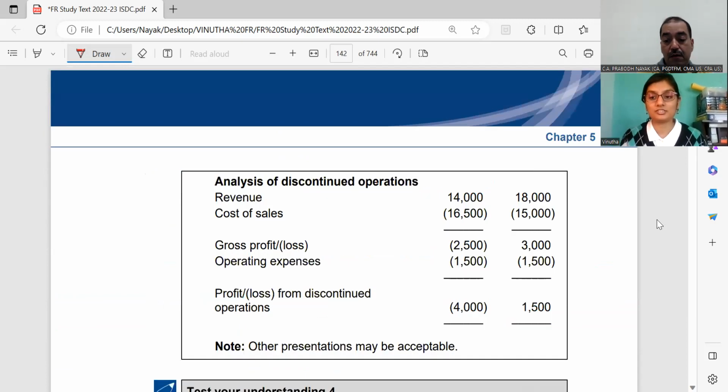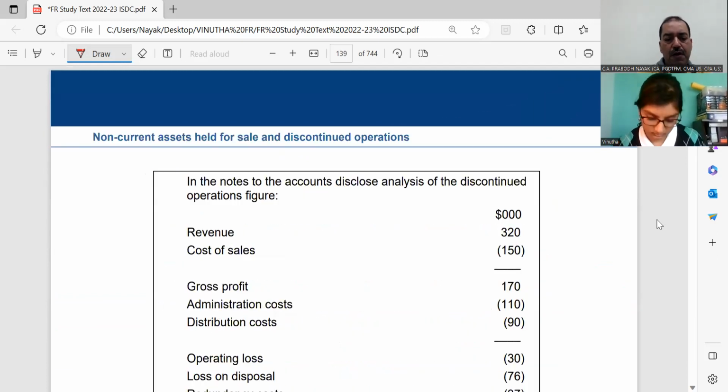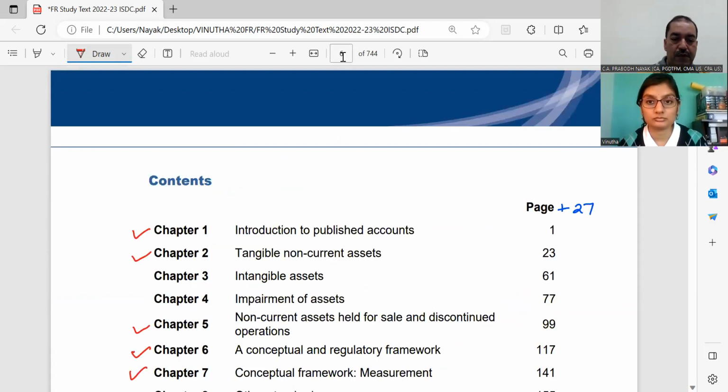So we have completed chapter 5. These are all chapter small topics. So don't get excited that we have completed 5 topics in this small topic. So first, second, fifth, sixth, and seventh are over. Chapter 3 we will start on Sunday.